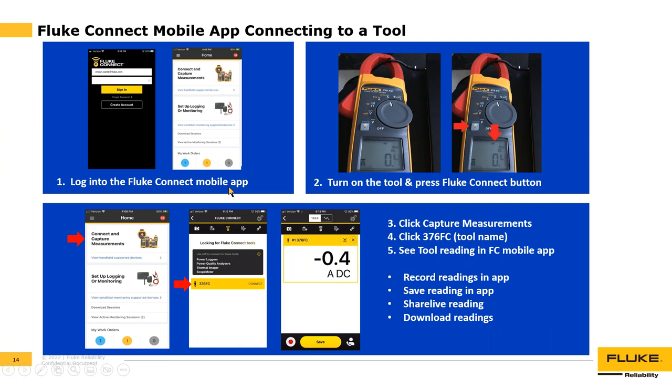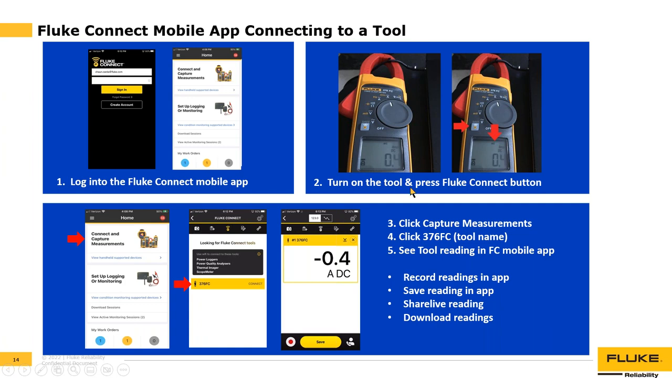Pretty simple and straightforward. You double click on the Fluke Connect icon, you enter your username and your password, and you click the yellow sign in button, and then you'll see the Fluke Connect mobile app homepage. Then you simply set your phone down and move on to your tool.